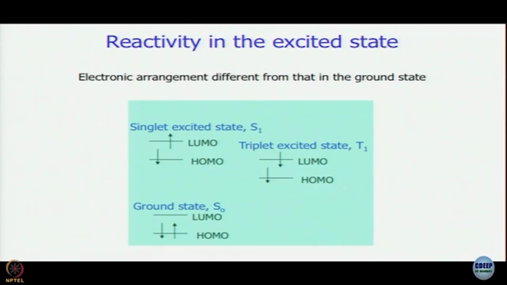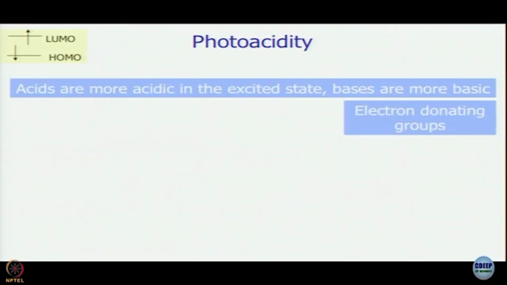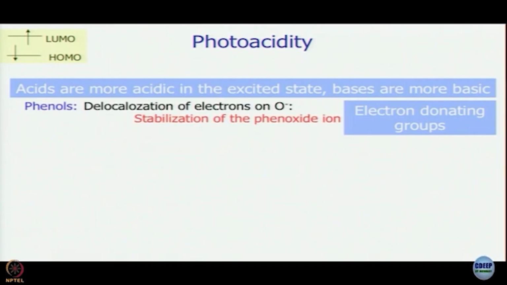So, many reactions or chemical processes that do not take place in the ground state can take place when the molecule is excited. So, we generally do things better when we are excited, molecules do the same. Usually they work better when they are excited. And as we said earlier, photoacidity is something that arises from there. Organic acids are more acidic in the excited state, organic bases are more basic. And the example we took was that of phenols.